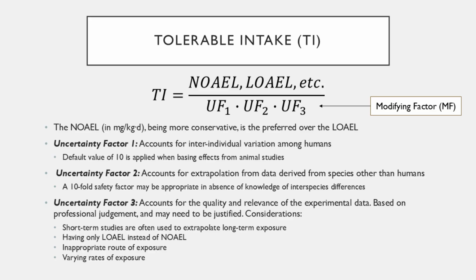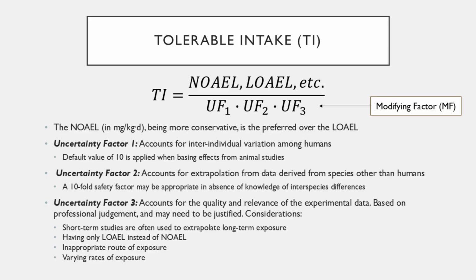Now, uncertainty factor number two is going to account for the extrapolation derived from species other than humans. So, if you do a primate study, a goat study, any other type of animal study, that would certainly give you some insights on the toxicology of something, but all species are different. So, just the fact that you're trying to interpolate data on a different species and apply it to some sort of uncertainty in humans, you apply an uncertainty factor of 10 just based on that species difference.